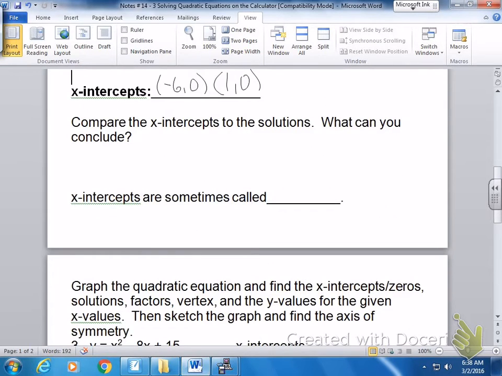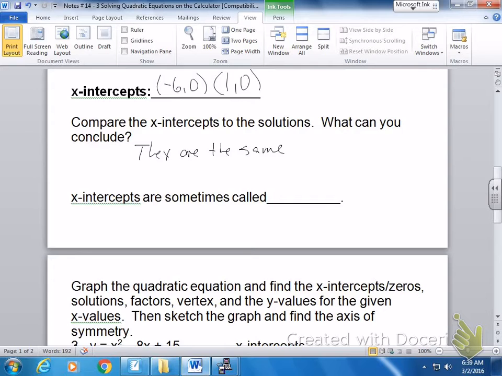It says compare your x-intercepts to the solutions. What can you conclude? Well, in our top one, we said x was negative 6 and 1. Well, our x-intercepts were also negative 6 and 1. So they are the same. So our x-intercepts and our solutions were the same.